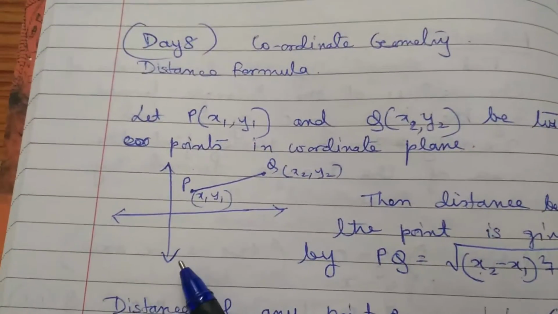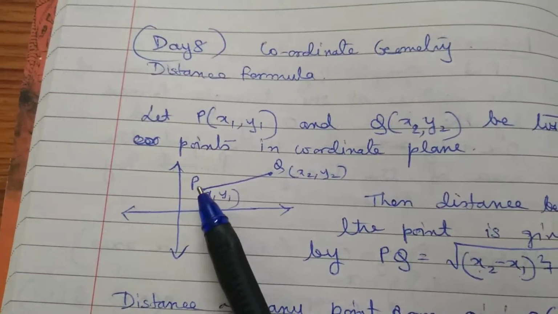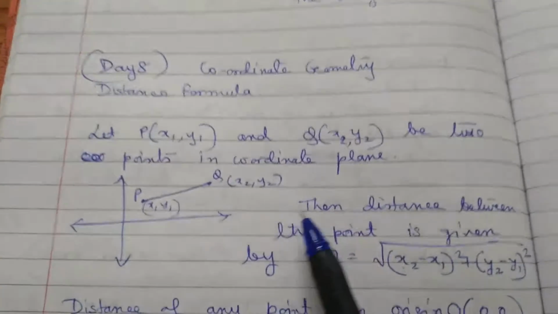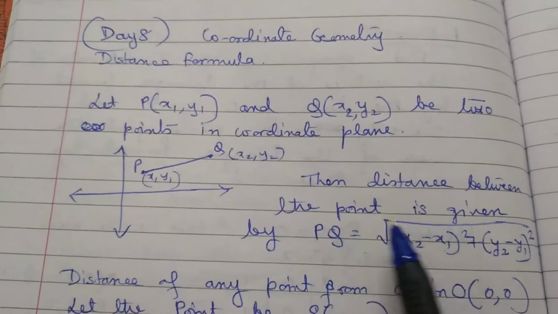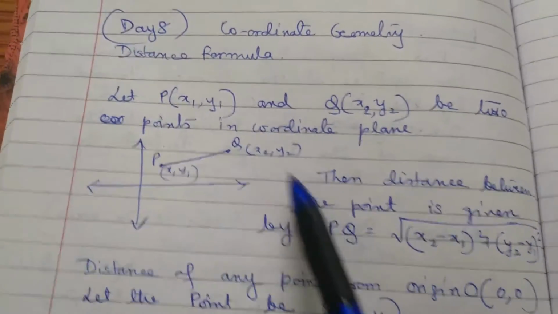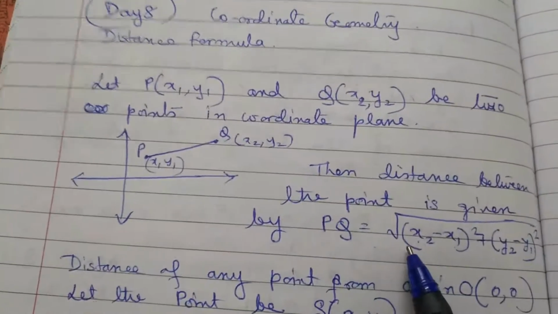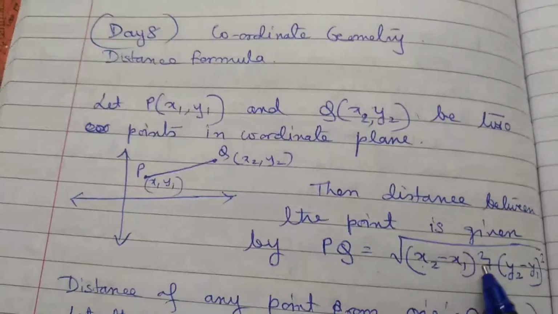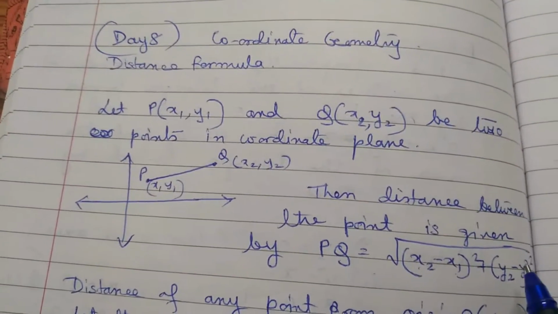So if this is the y-axis, this is the x-axis, then let P be (x1, y1) and Q be (x2, y2). Now in order to find out the distance between these 2 points, we will use this formula. This PQ will denote the distance between these 2 points, and it is given by the formula root over of (x2 minus x1) whole square plus (y2 minus y1) whole square.